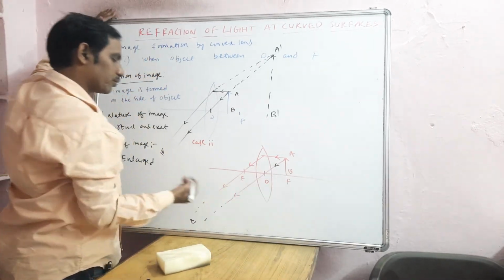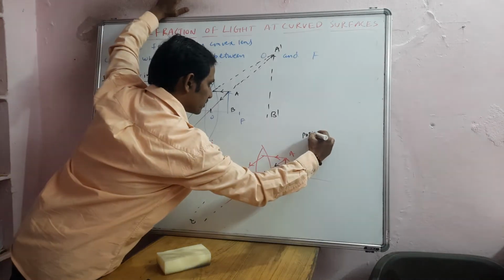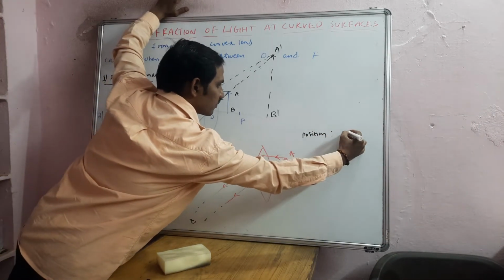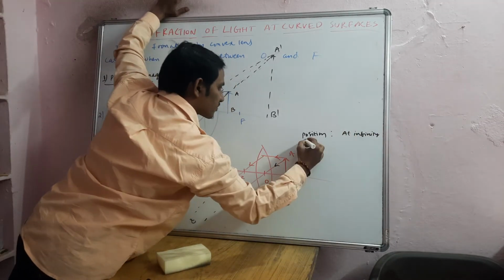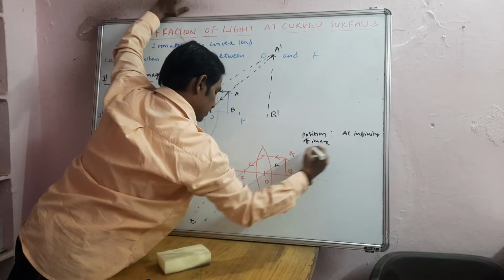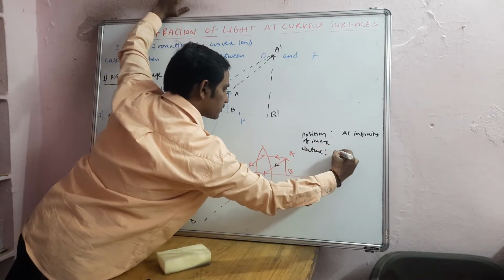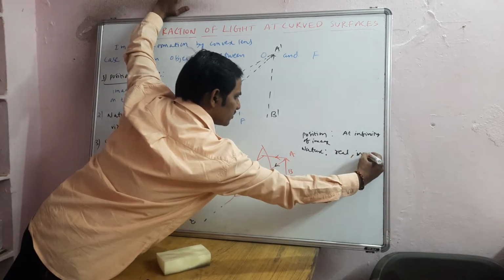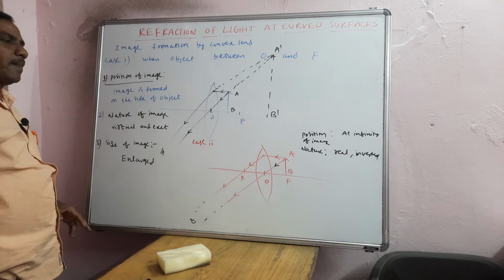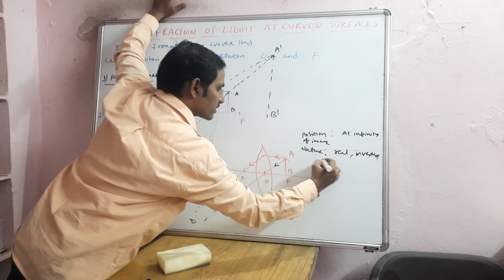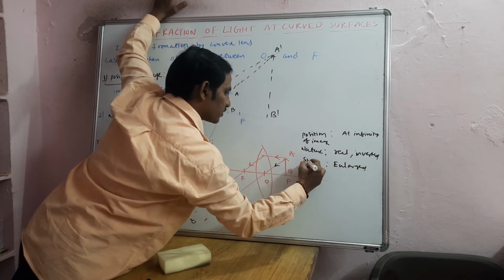So you write the position and all. What is the position of the image? Position of the image is at infinity. Position of image is at infinity, you write. And nature of the image? Of course the light rays meet, so you can say real and inverted. And the image will be, of course, enlarged only. It will appear bigger in size.